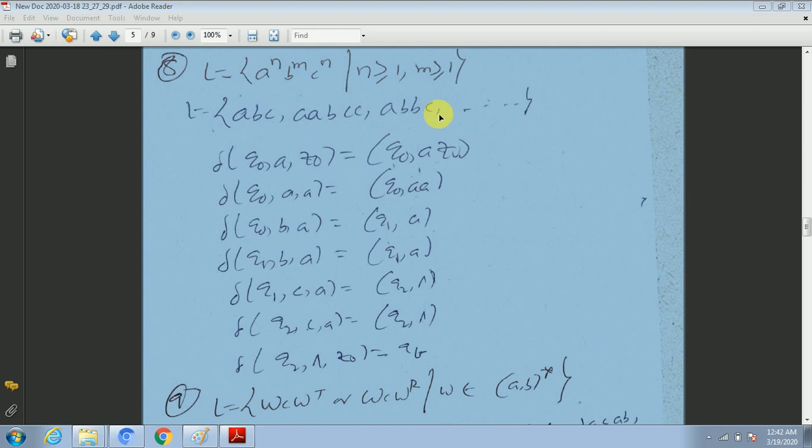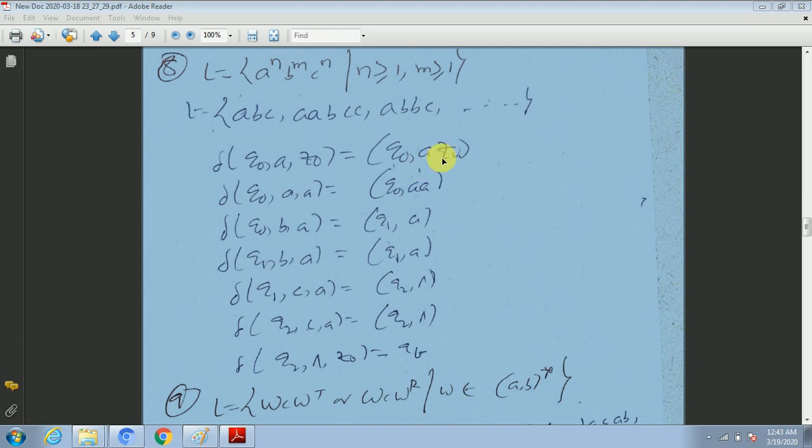Here, B should not occur without the occurrence of A, because the number of A's should be a minimum of 1, and C should not occur without the occurrence of B's, because the number of B's is also a minimum of 1. So obviously the first symbol should be A, and at that time the top is Z0, so it is stored into the PDA.